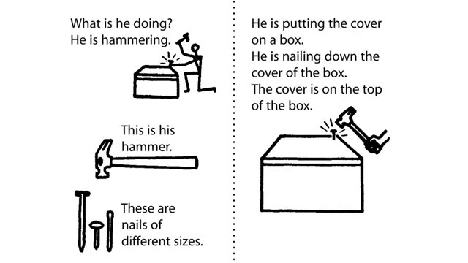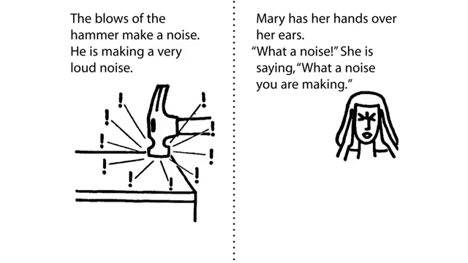What is he doing? He is hammering. This is his hammer. These are nails of different sizes. He is putting the cover on a box. He is nailing down the cover of the box. The cover is on the top of the box. The blows of the hammer make a noise. He is making a very loud noise. Mary has her hands over her ears. "What a noise," she is saying. "What a noise you are making."